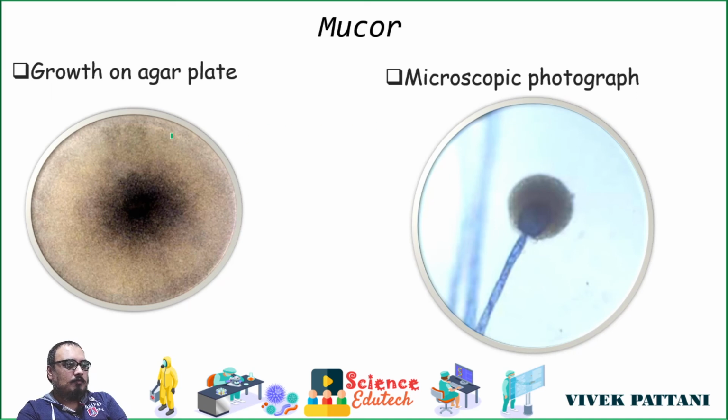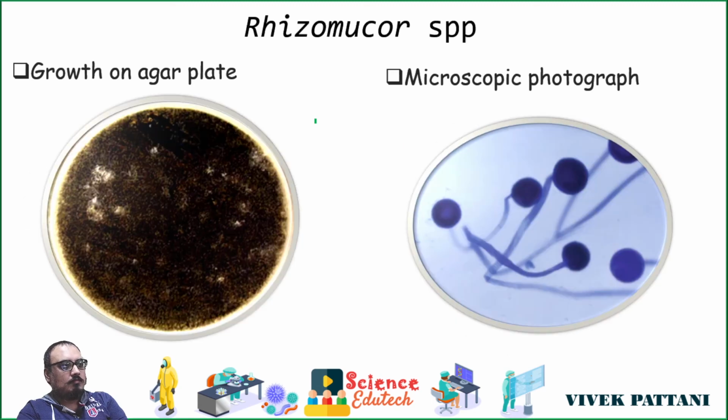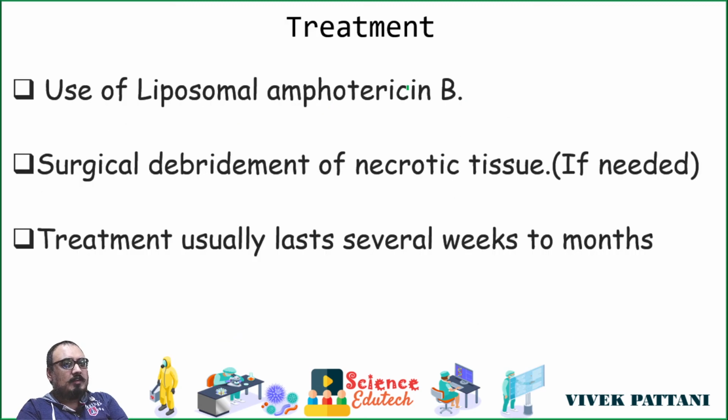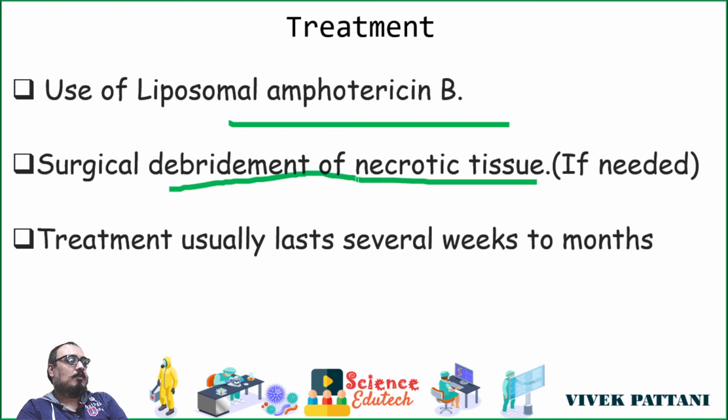Next comes the mucor. Check out the features on the agar plate and the microscopic photograph. Rhizomucor species are the common fungal pathogens involved in mucormycosis. Now comes the treatment. In this case, liposomal amphotericin B is used for the treatment, and sometimes surgical debridement of the necrotic tissue if needed, and this treatment basically lasts several weeks to several months.